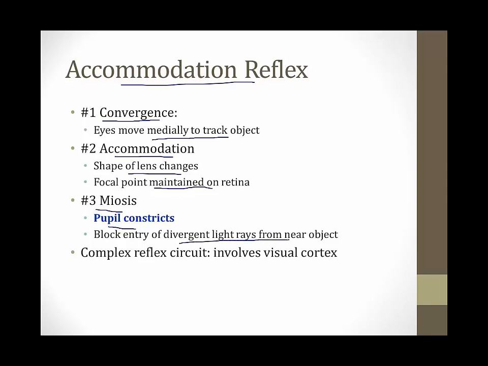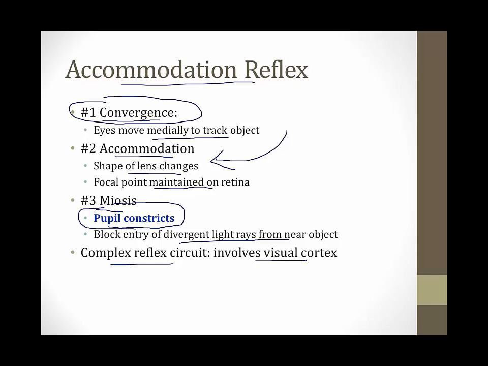So you can ask a patient to focus on a near object. You won't be able to see the change in the shape of the lens, but you should be able to see the eyes converge on the near object, and you should be able to see the pupils constrict. And if you see both of these actions, you say that there is a normal accommodation reflex. And this is a complex reflex circuit. It involves the visual cortex and much more involved circuitry than the light reflex circuit.